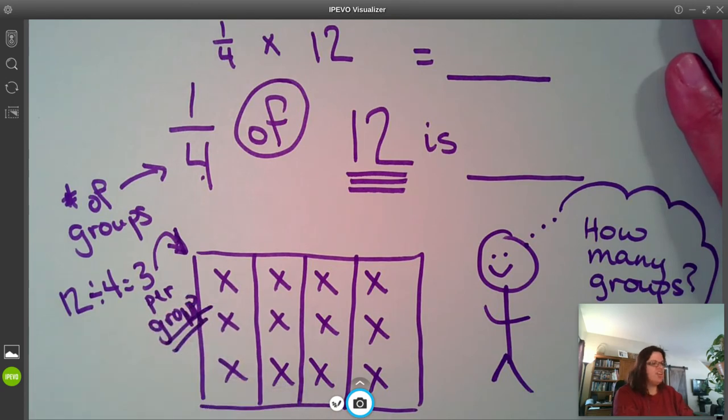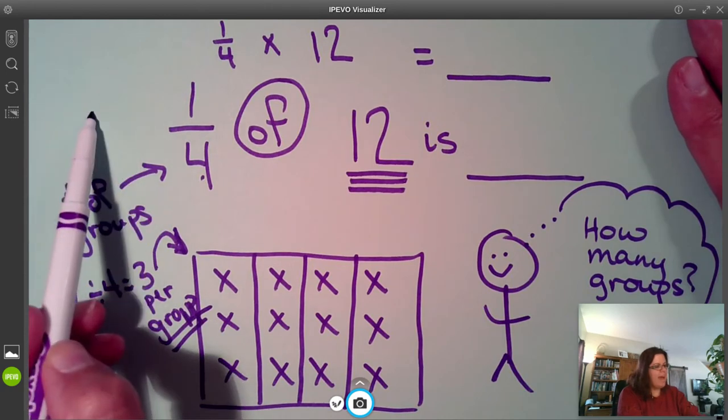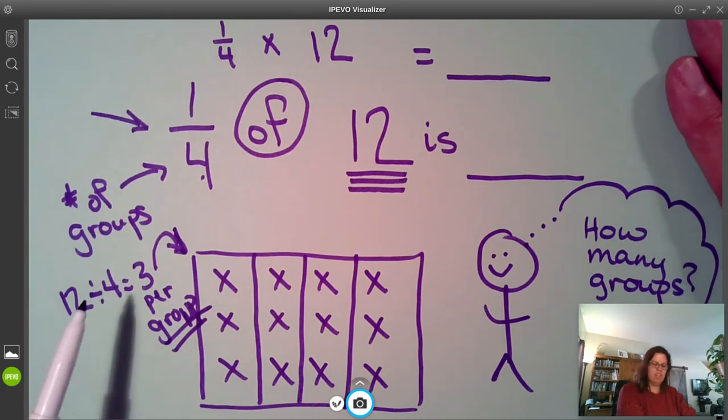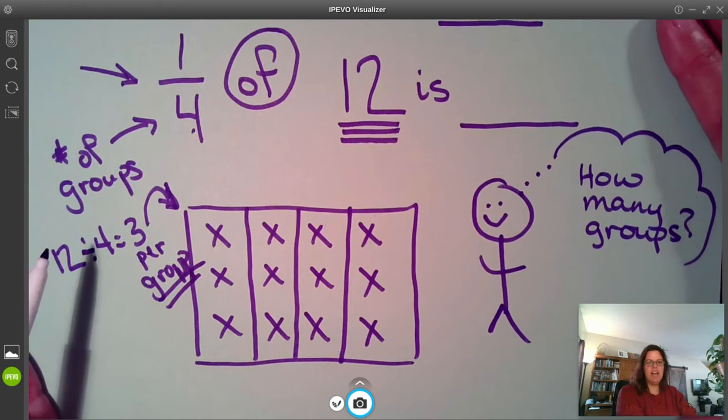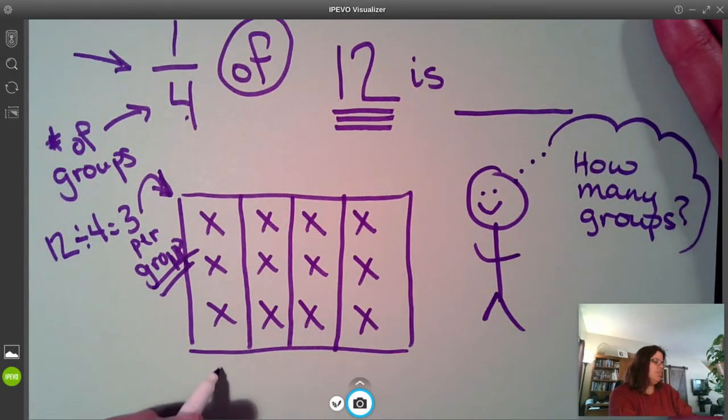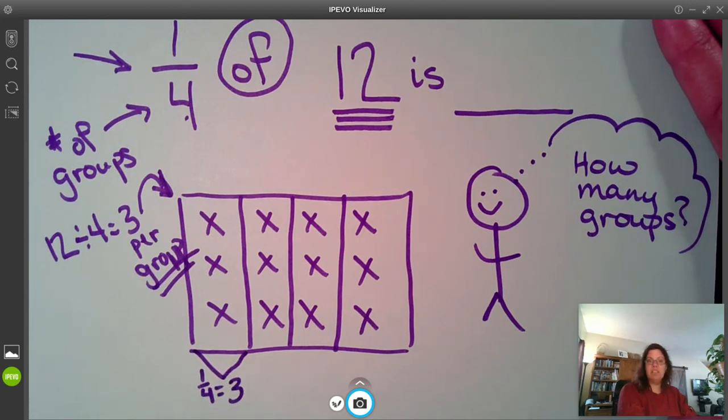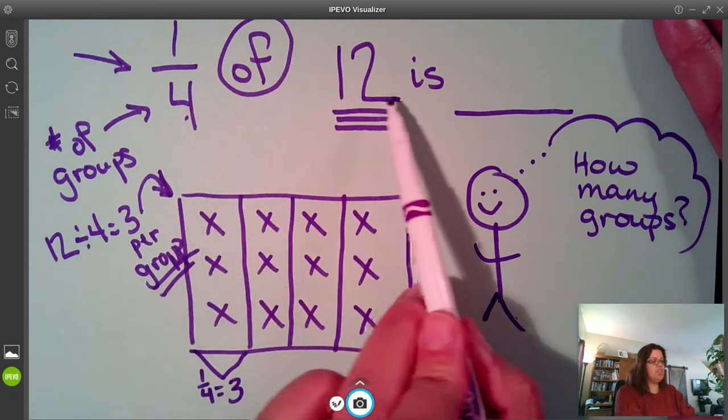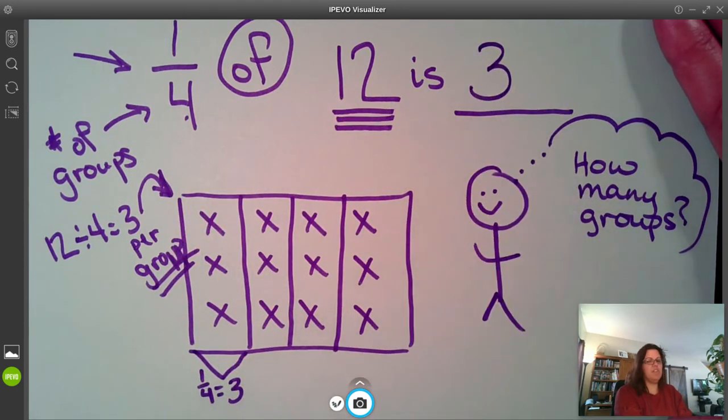All right, so now we've got our array made and we have to figure out, well, how much is 1/4? We just slide our paper here a little bit. So this would be 1/4, which is the same as having 3 things. So 1/4 of 12 is going to be 3.